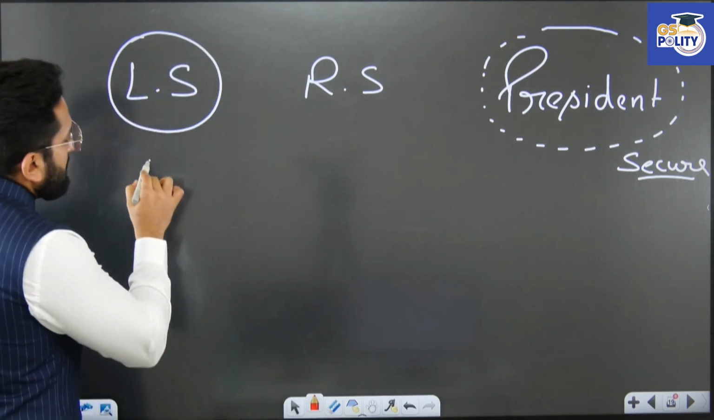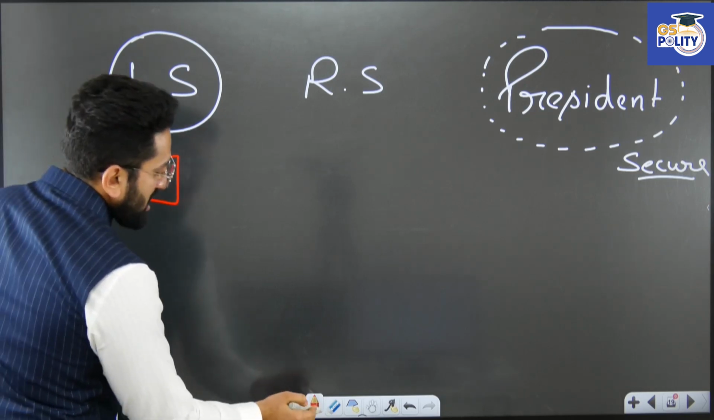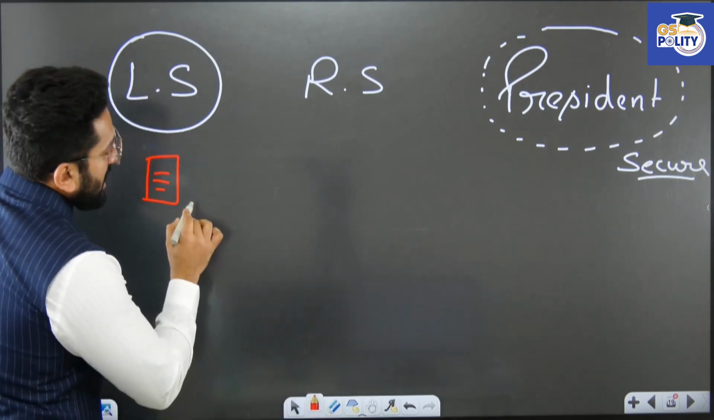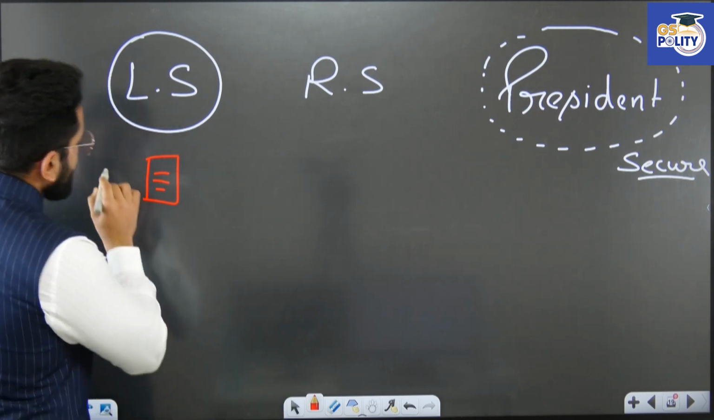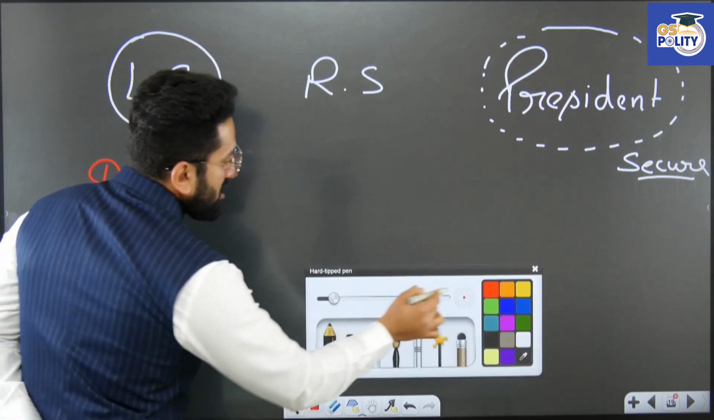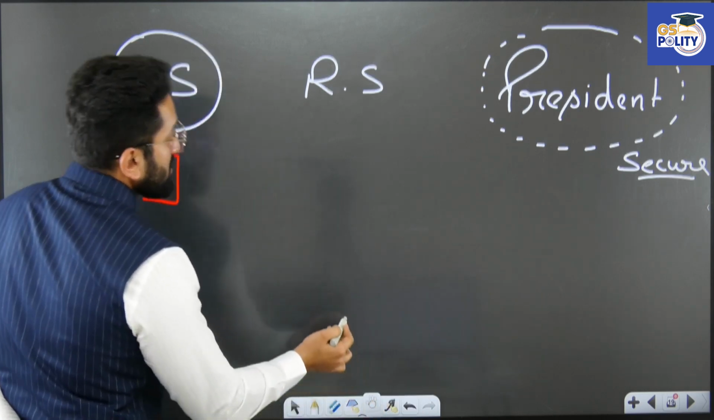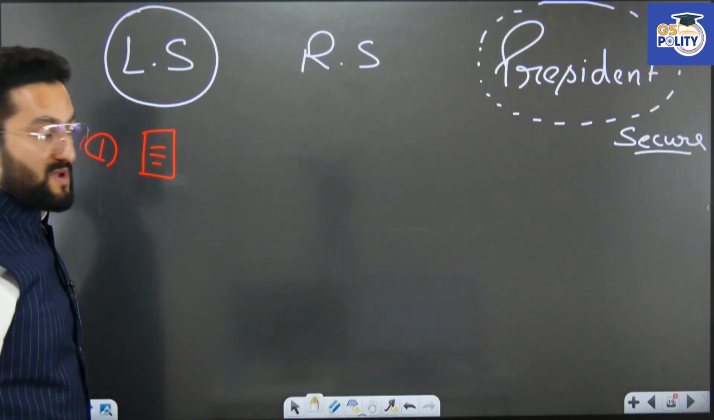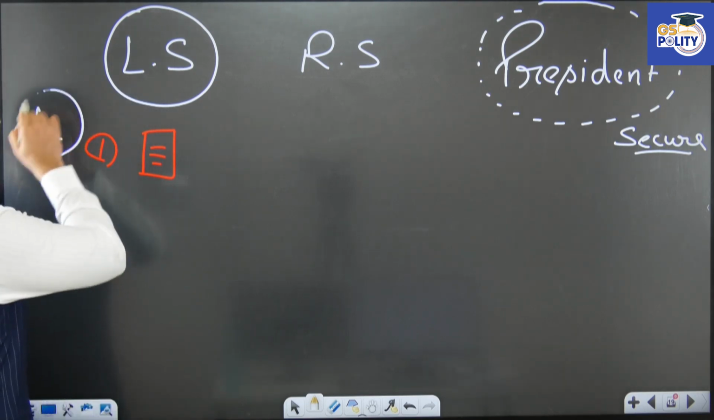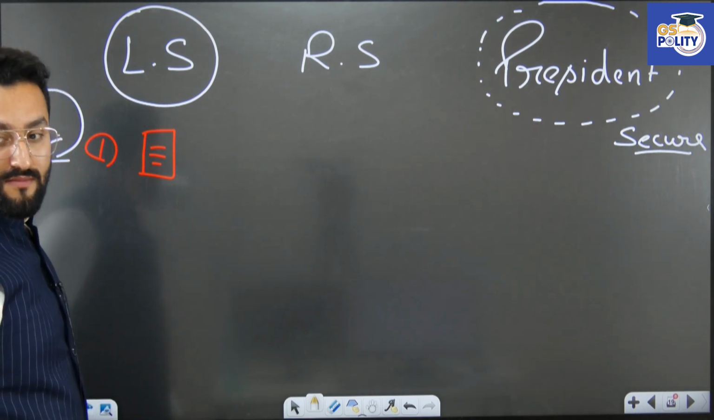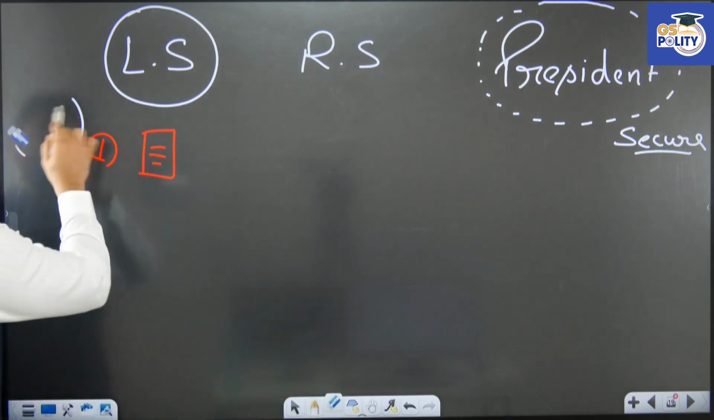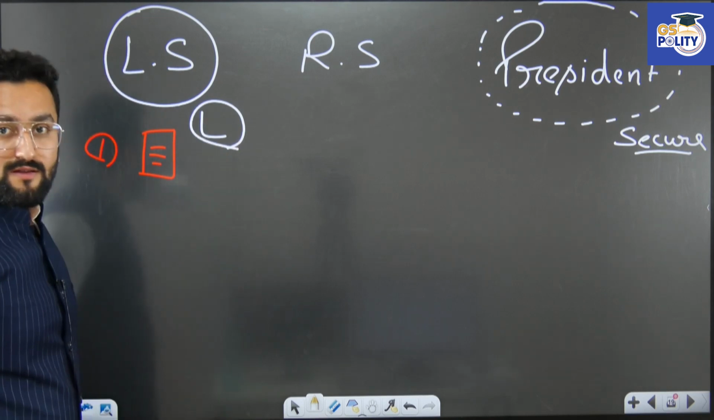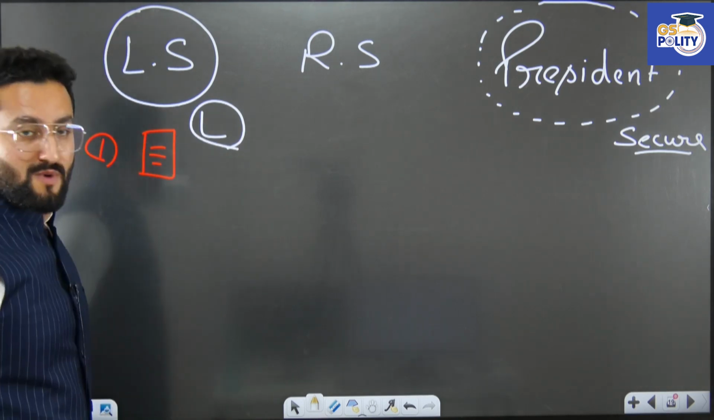So consider a bill that starts from Lok Sabha. Now this bill is in Lok Sabha. This is the first case. And Lok Sabha gets dissolved. Now what is going to be the impact on this bill? This bill will lapse. I think it is visible to you. This bill will lapse because it was there in Lok Sabha.